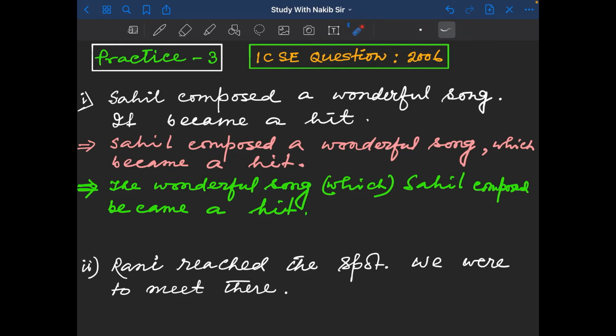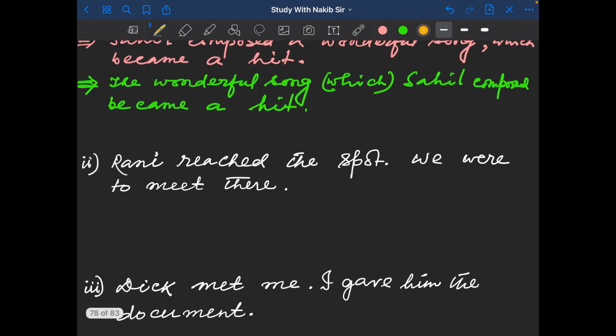The first one is Sahil composed a wonderful song, comma, which became a hit. And the next one is the wonderful song Sahil composed became a hit. Okay. Now the next question. Rani reached the spot. We were to meet there.